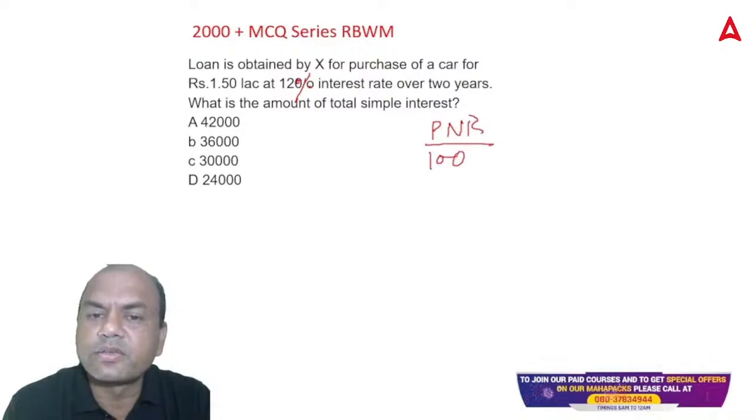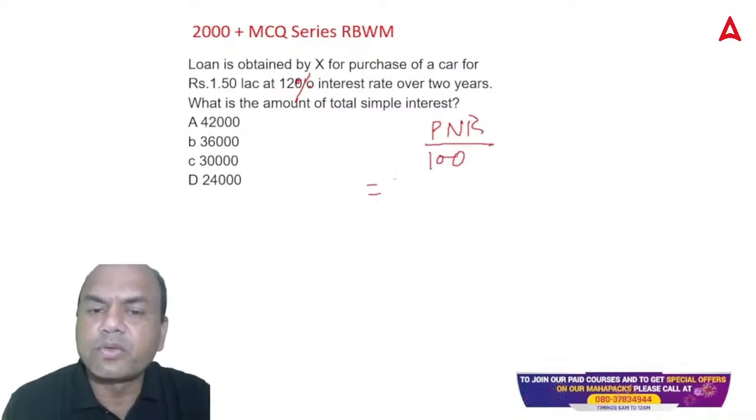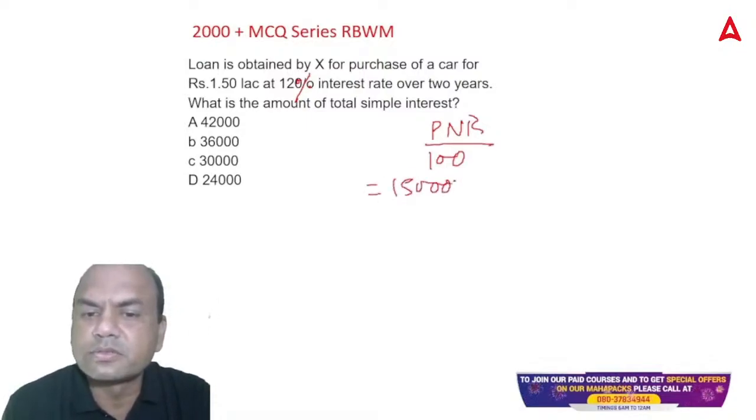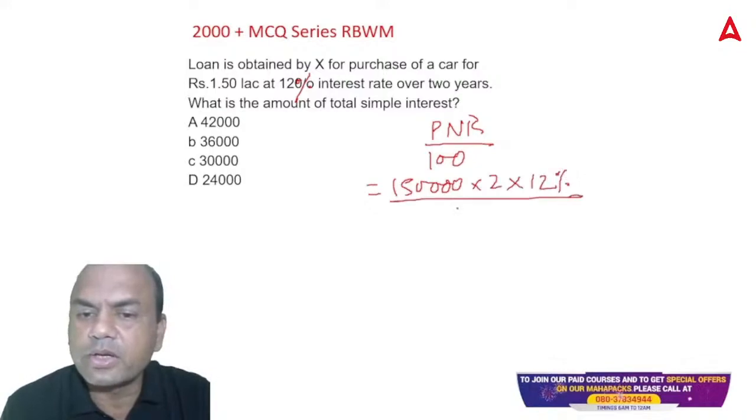So what is the interest? Calculate it. P is what? 1,50,000, into N is what? 2 years, into rate is what? 12% upon 100. Calculate, everyone.